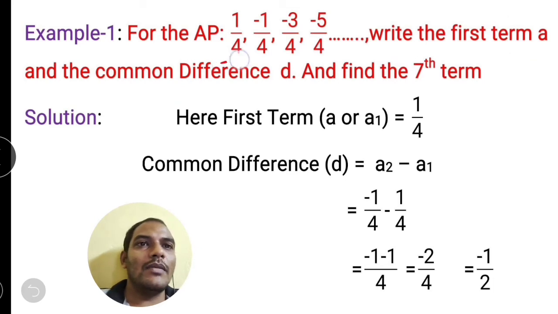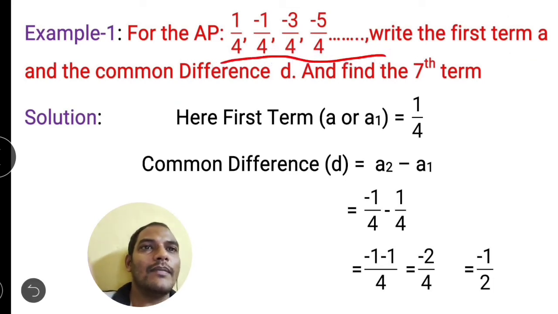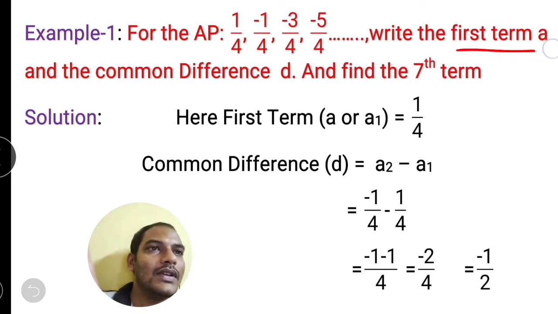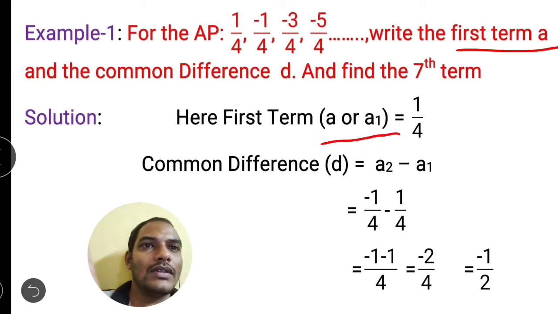So which type of arithmetic progression is it, can you say? Yes, it is an infinite arithmetic progression because there is no ending term of the arithmetic progression, and he gave the dash symbol. So coming to the answer, what he is asking, write the first term. We know very well the first term is denoted with a or a1. So what is the first term in the given arithmetic progression? Yes, 1 by 4 is the first term in the given arithmetic progression.